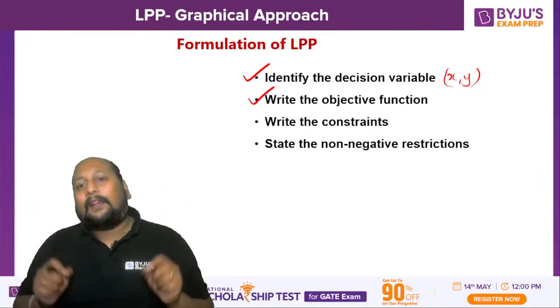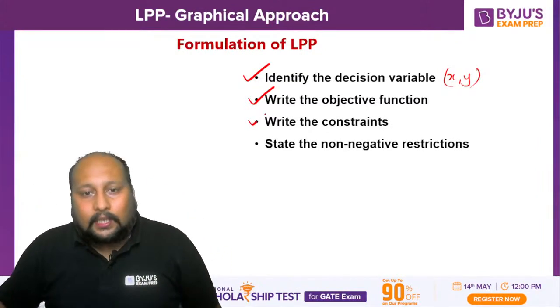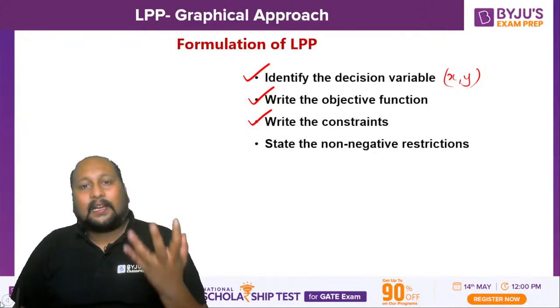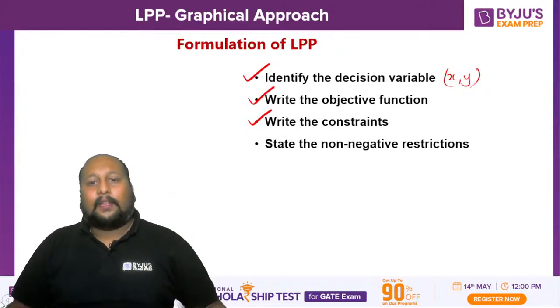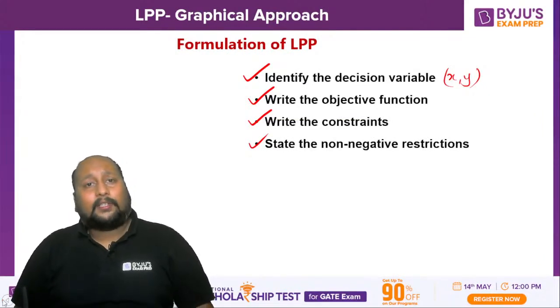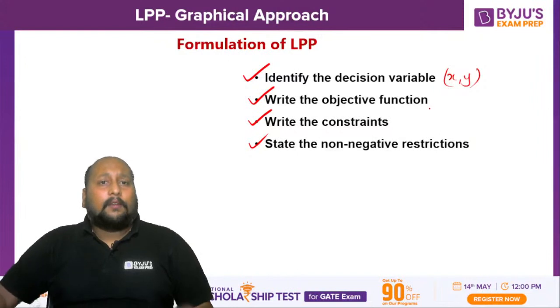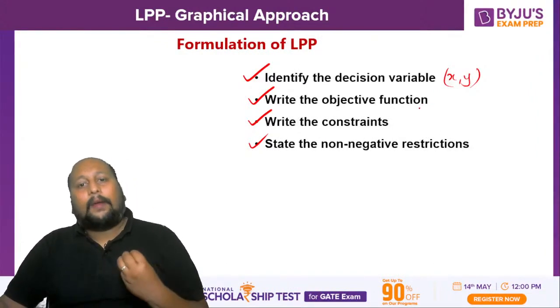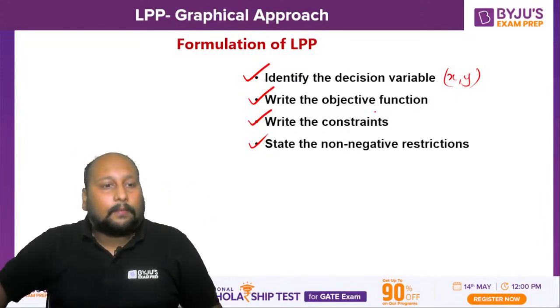So once we have defined the objective function, next we have to write the different constraints. What are the different constraints we are having? And once we have the constraints, definitely there is a default non-negativity restriction, because the decision variables will always be non-negative values. So we always define these non-negativity restrictions.